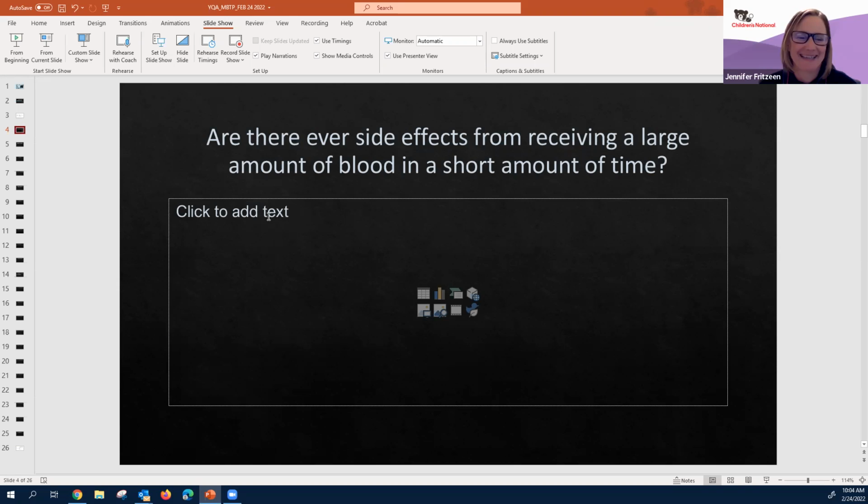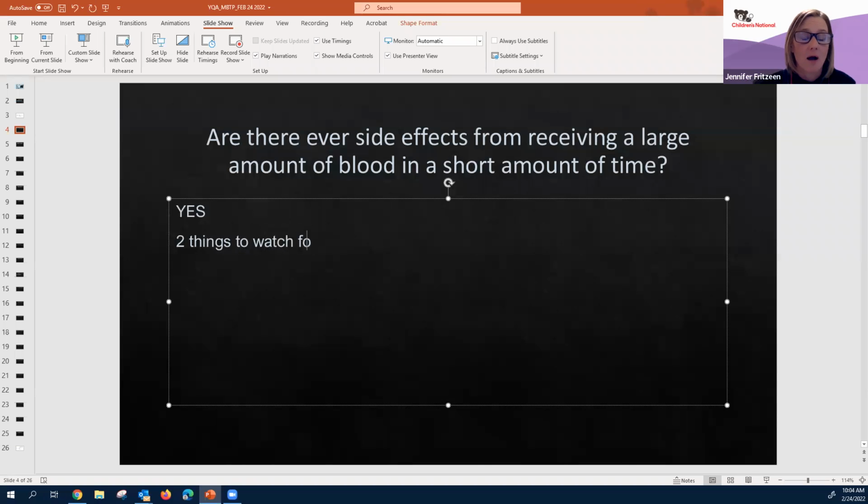So Jen, your first question, are there ever side effects from receiving a large amount of blood in a short amount of time? Yes, there's 2 things you need to watch for when you're giving large blood volumes, especially red blood cells. We want to watch for a drop in the calcium.